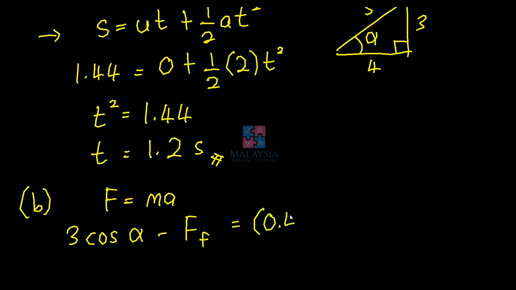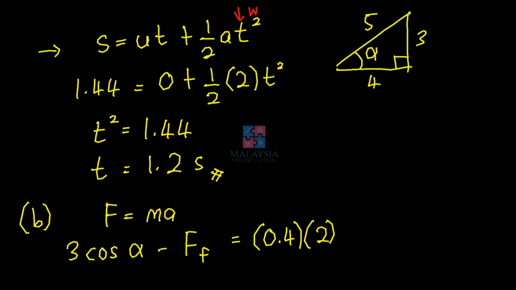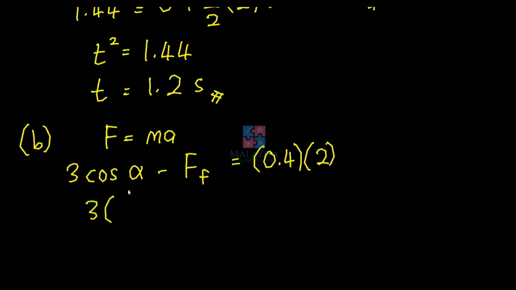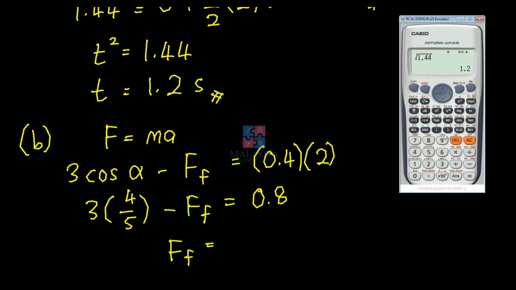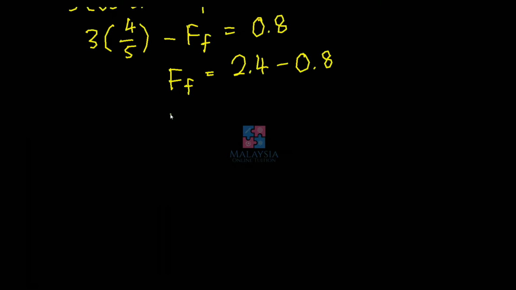So your m is 0.4 and your a is 2. Your acceleration is 2 meters per second squared. Like I said just now, your cos alpha will be 4 over 5. So 3 times 4 over 5 minus your frictional force equals 0.8. So finally your frictional force will be equal to, wait, let me check. 3 times 4 over 5, you will get 2.4. Then 2.4 minus 0.8, you will get your frictional force as 1.6 Newton.